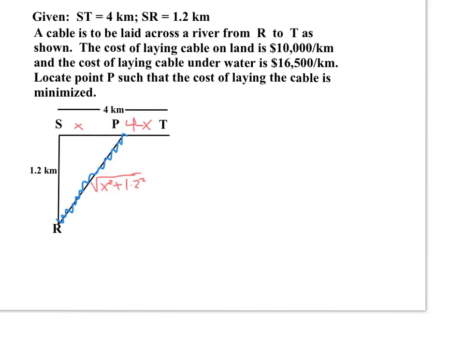So now you'll notice that in this example, I let X be the segment from SP. Knowing that the total length is 4, then 4 minus X would be PT. Now PT is the distance of the cable on ground. Okay, so that's real important. Now, how did I find the distance going under the water? Well, just use the good old Pythagorean theorem. The length of the hypotenuse is the square root of x squared plus 1.2 squared. So now that we've established the variables, let's go ahead and solve the problem.